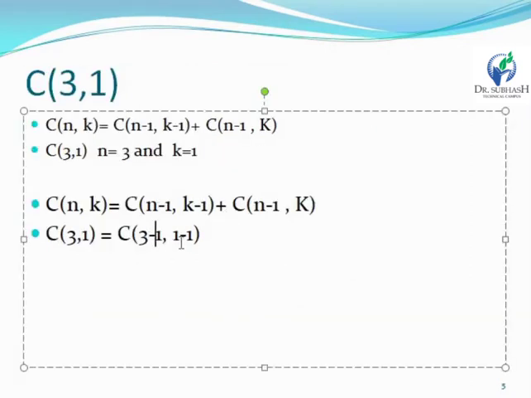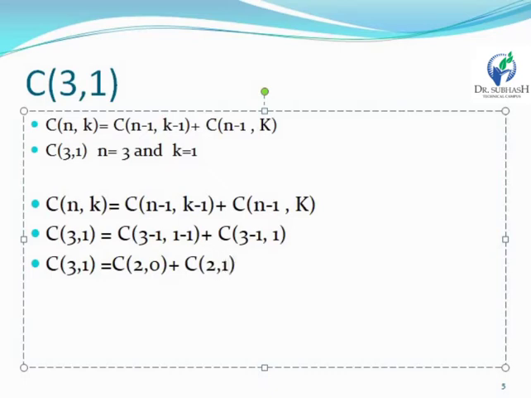So k minus 1, it means 1 minus 1, then plus C of n minus 1, 3 minus 1, comma k equal to 1. So now next, you can find C of 3, 1. Then the value is C of 2, comma 0 plus C of 2, comma 1. So you can show what the condition is.